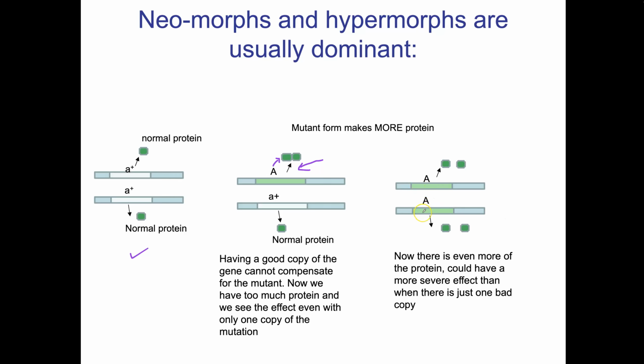And if you have 2 mutant copies, now you have, instead of 200 normal units of the protein, now you've got 400 units. So it could have the same phenotype, or it could have even a more severe effect. And we often see with this kind of mutation that when you have two bad copies of the gene, you have a more serious phenotype than when you have just one copy.